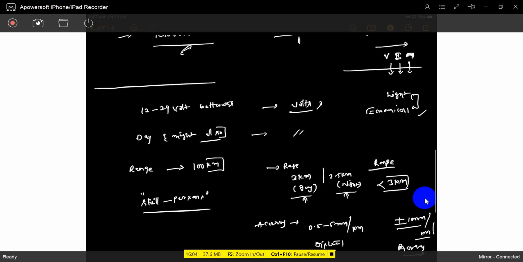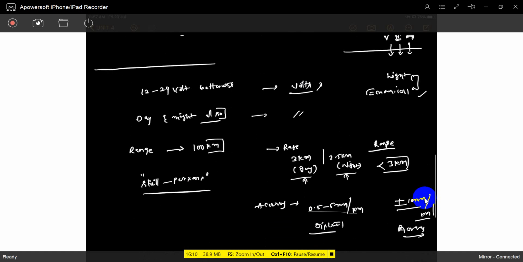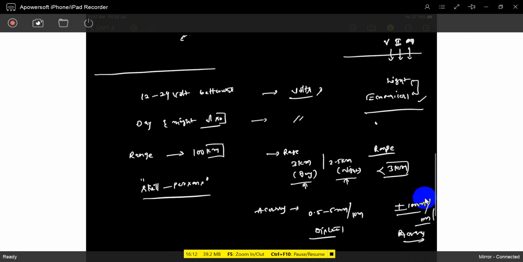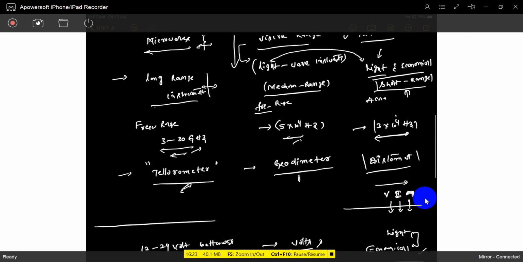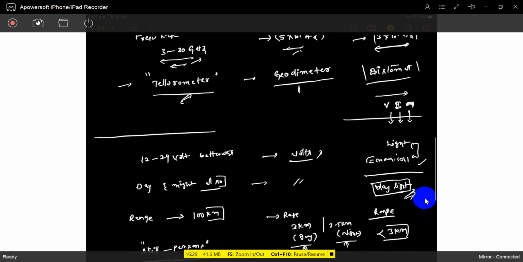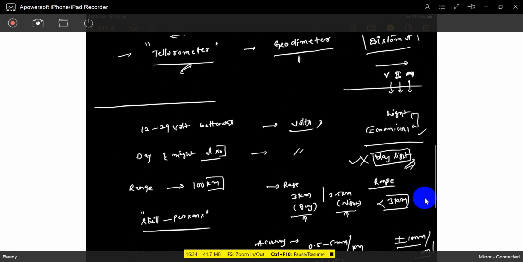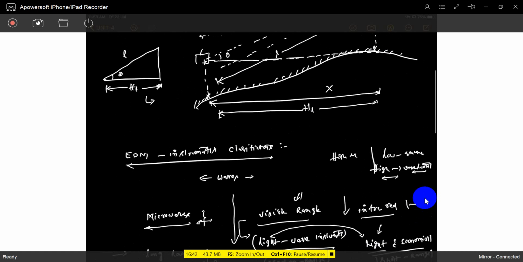So if you see, it is infrared rays. Infrared rays you can't use in daylight. What is the problem in daylight? The problem in daylight is only for the visible range light. But why is it a problem in daylight for infrared? I said you can't use infrared in daylight. These are the specific classifications of the electromagnetic EDM instruments.